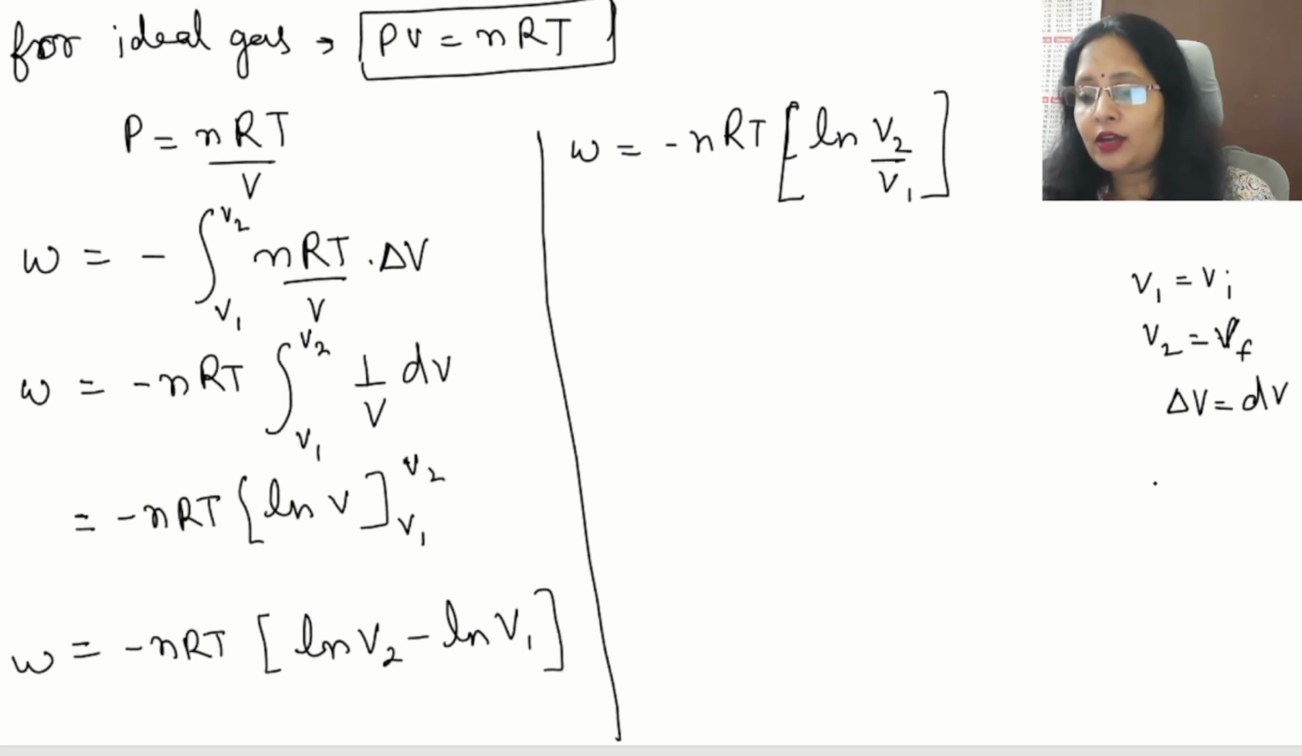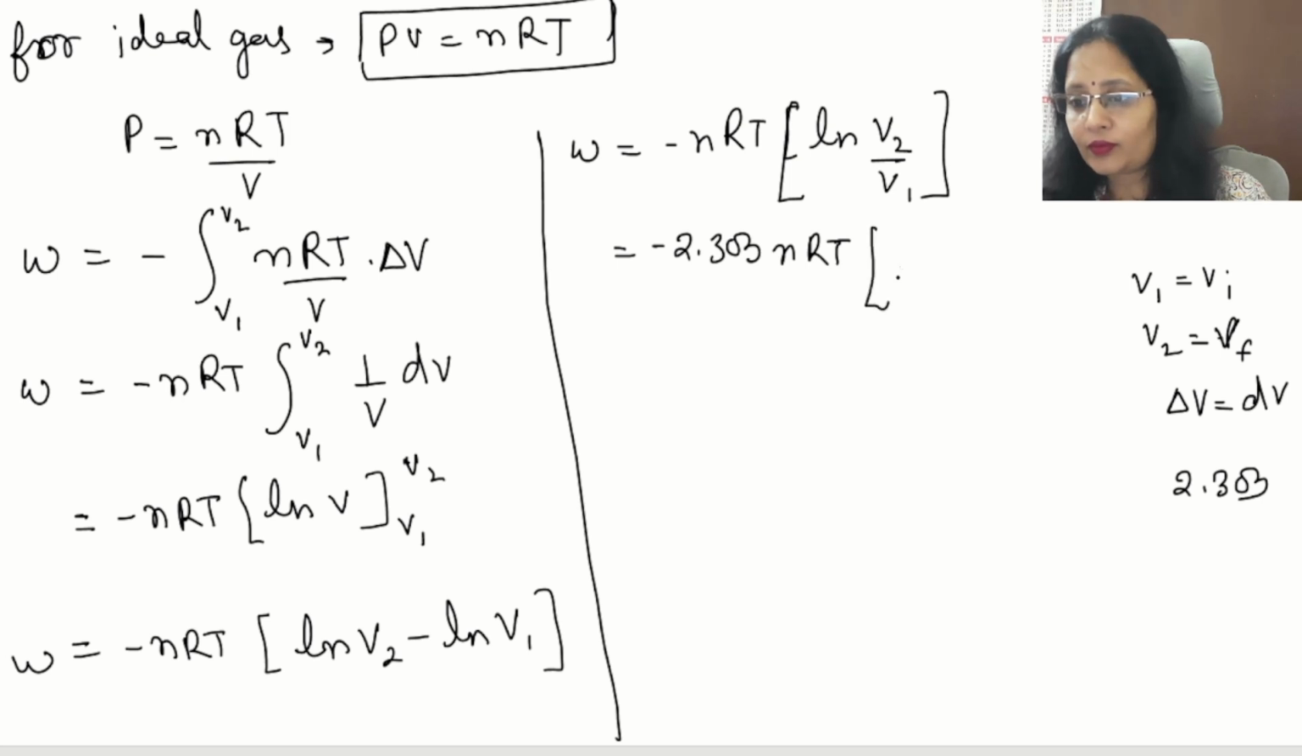And when we are going to change the natural log to the log base 10, what will happen? We have to multiply with 2.303. So if we multiply the equation with this, we will be able to change the natural log to log. So minus 2.303 nRT. Now, what can we write? Log V2 upon V1.